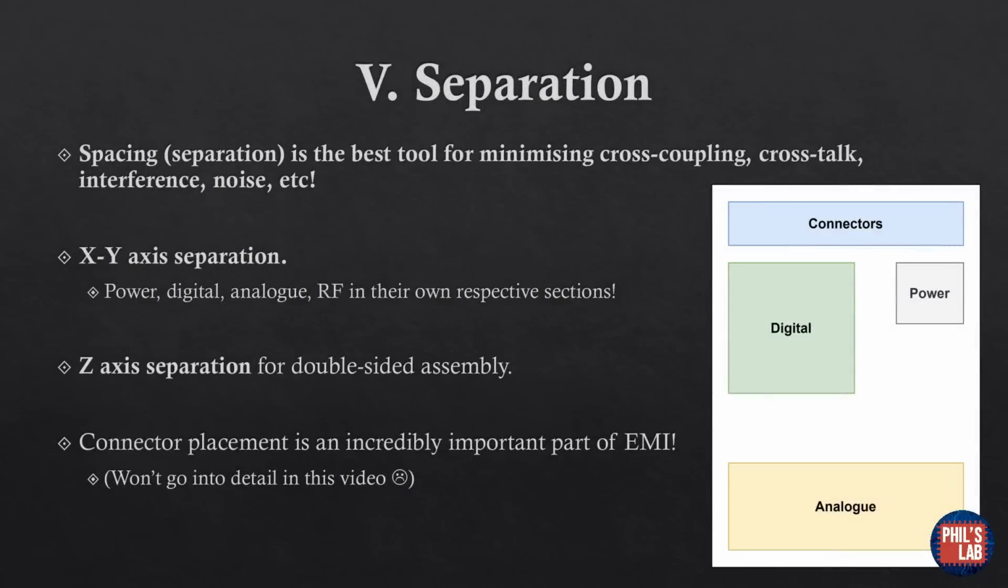The last point of this brief discussion is that of separation. Separation might be the best tool to minimize cross-coupling, crosstalk, interference, noise, and so on. Separation means either X-Y axis separation, so essentially left, right, and up, down. For example, in this picture over here, where we might have connectors on one side, digitals in its own section, a power section with switching supplies, and an analog section, far away from any digital or power section. Remember, we want to contain fields and avoid fields from spreading, and separation is one of the best ways you can do that. If you're doing double-sided assembly, of course you can use the Z-axis separation for more improvement.